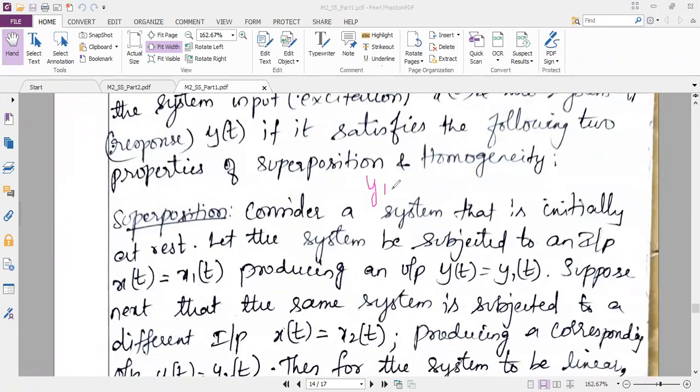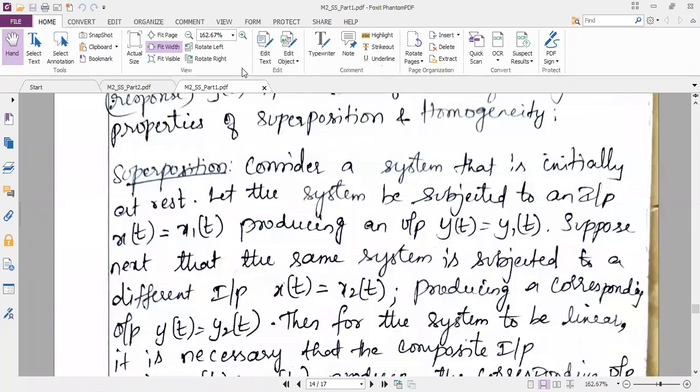Output y of t is linear to x of t when it satisfies two conditions. One is superposition, the other one is homogeneity. So you all know very well what is superposition, but I am discussing it in signals and systems also. So I am taking one system. That system is subjected to the first input. So x of t, I am equating it to x1 of t. If I subject it to one input, it produces the output y of t equal to y1 of t.